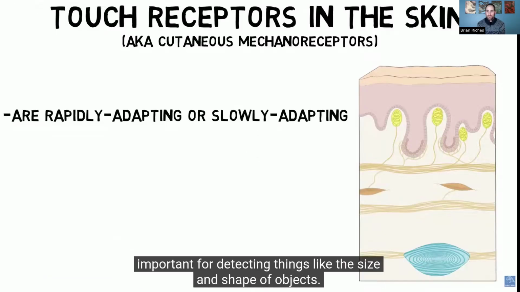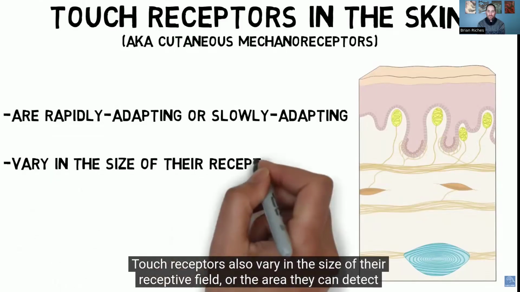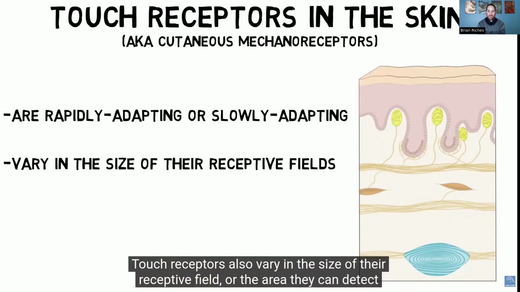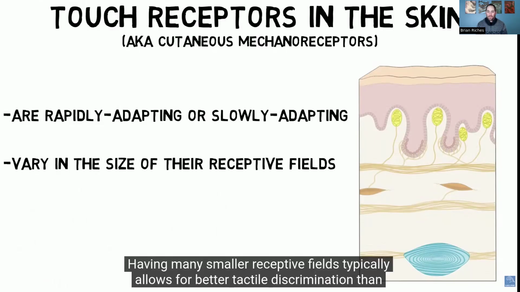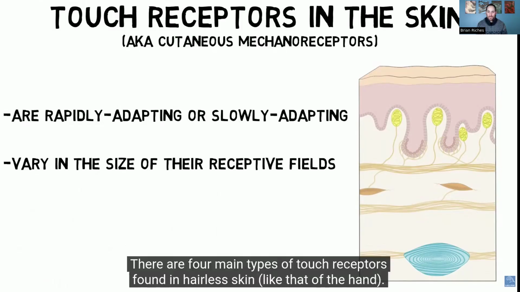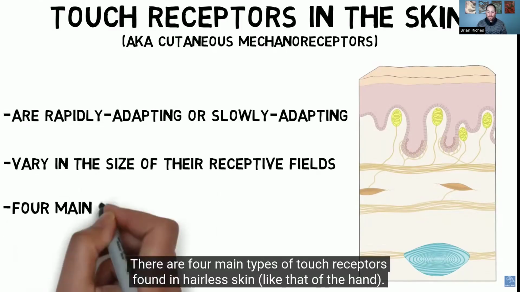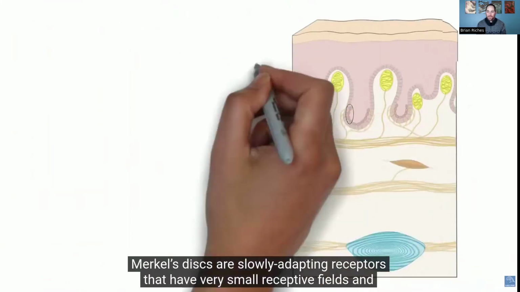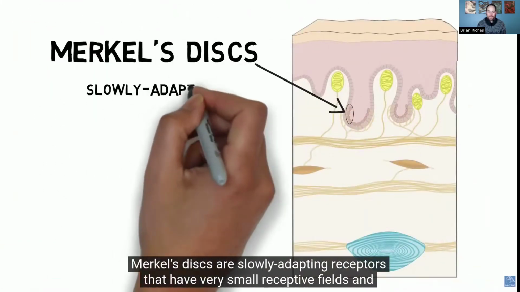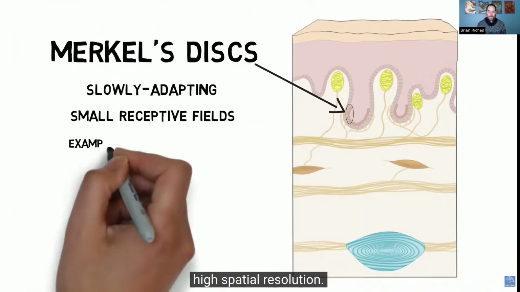And are important for detecting things like the size and shape of objects. Touch receptors also vary in the size of their receptive field, or the area they can detect signals from. Having many smaller receptive fields typically allows for better tactile discrimination than fewer large receptive fields. There are four main types of touch receptors found in hairless skin, like that of the hand. Merkel's discs are slowly adapting receptors that have very small receptive fields and high spatial resolution.